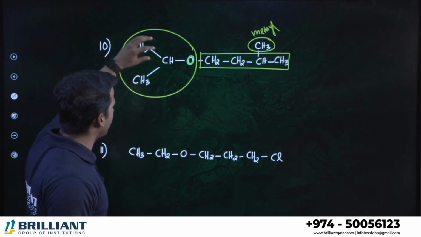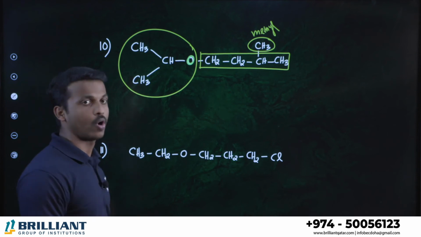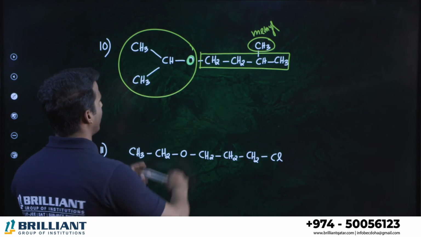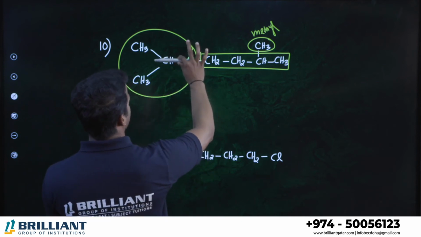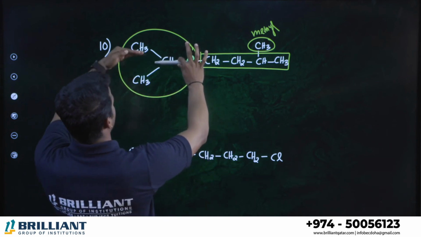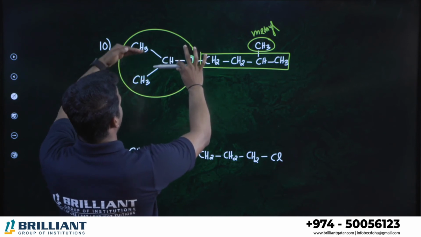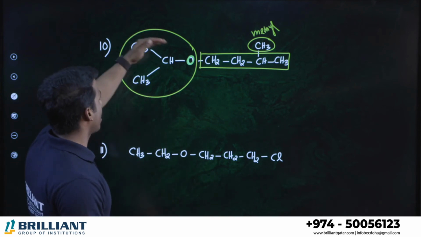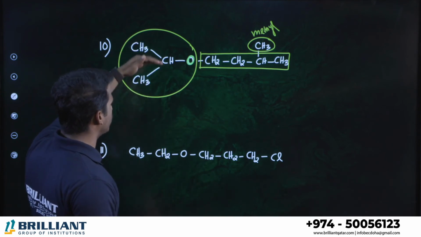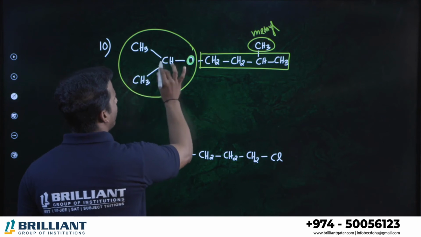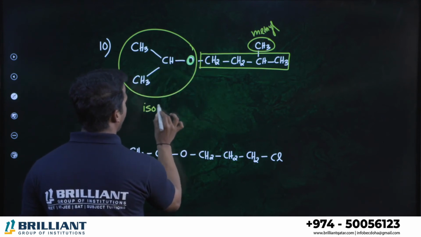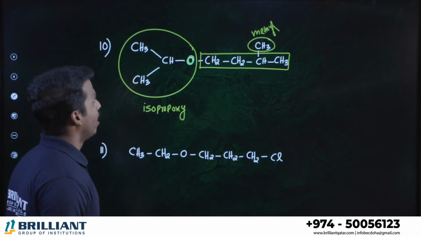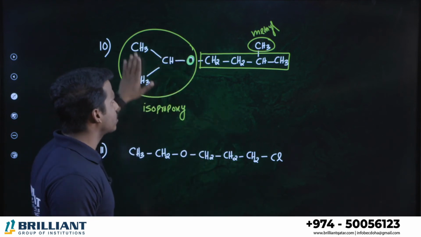A CH carbon connected to 2 CH3 groups is called an isopropyl group. Isopropyl. Why isopropyl? Just cover the CH carbon. See the 2 groups which are connected: methyl and methyl. Both are the same, right? That's called iso. Iso means same. So this is called iso. Total 3 carbon. So isopropyl. Isopropyl with oxy is called what? Isopropoxy. Isopropoxy. Alright.